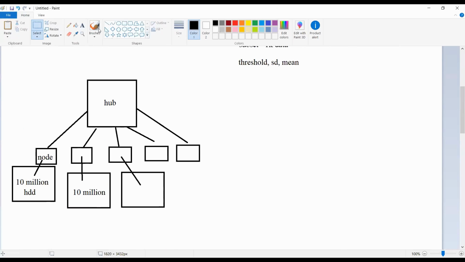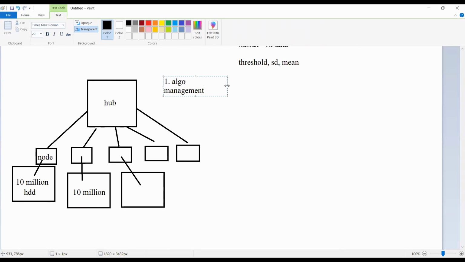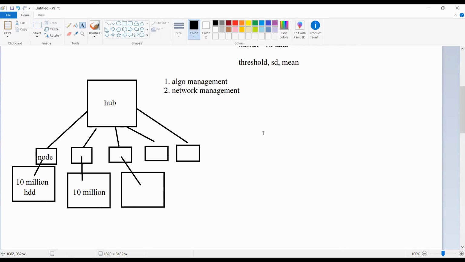It has got two different tasks actually. Number one is algorithm management, and number two is network management. What comes in algo management, I already told you: pushing the correct algorithm to the correct node at the correct time and all those things. And network management again constitutes two things.